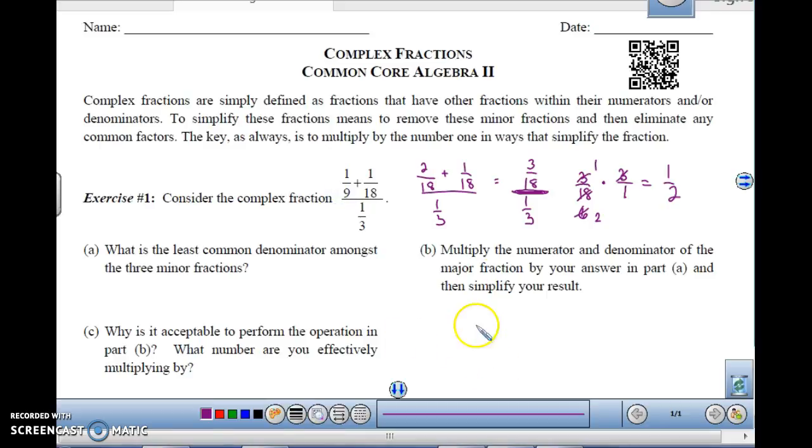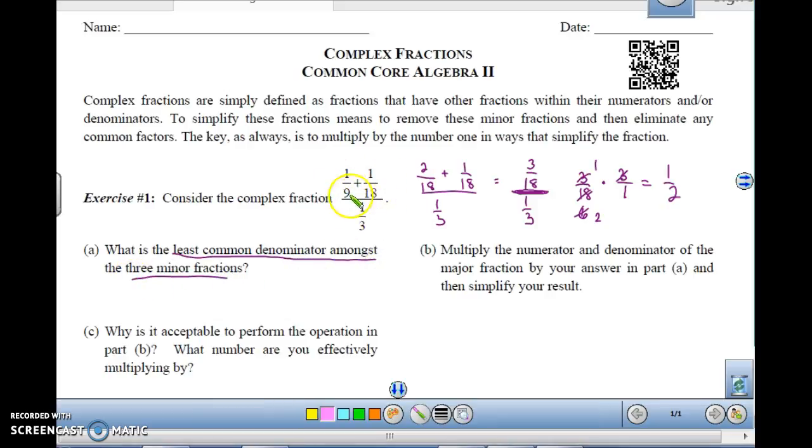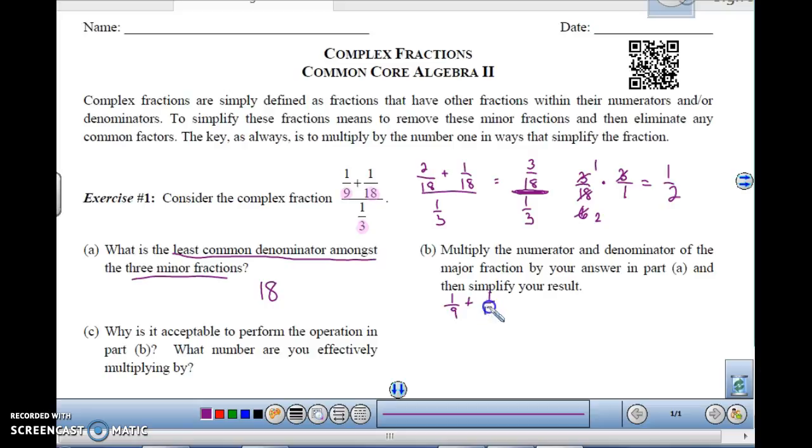What you can do is look for the least common denominator amongst the three minor fractions. So basically we're looking at the common denominator for the entire thing. The denominators here are 9, 18, and 3. What is the least common denominator between those three things? Well, it's going to be 18. Now if we take this entire equation, we're going to multiply the entire thing by the common denominator. This is the trick shortcut to do this. I'm going to multiply the numerator by 18, and I'm going to multiply the denominator by 18.